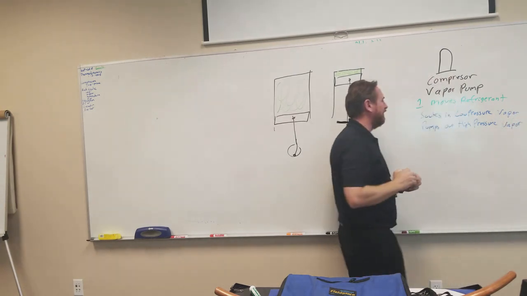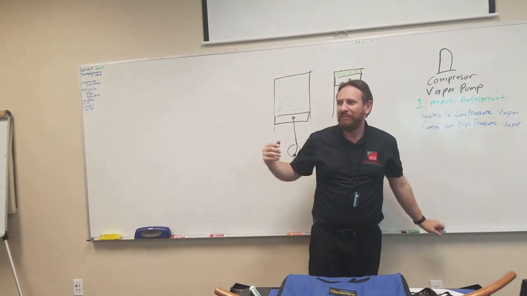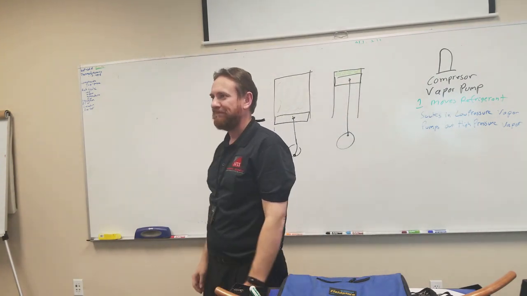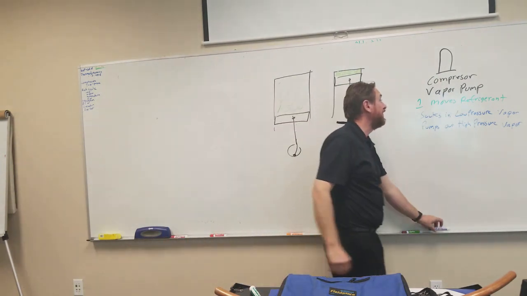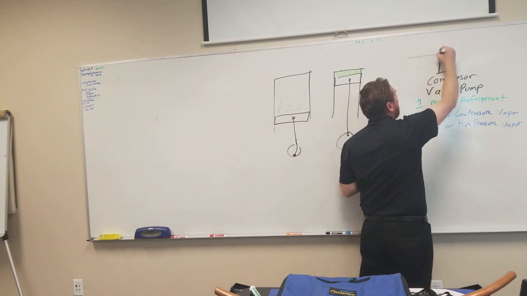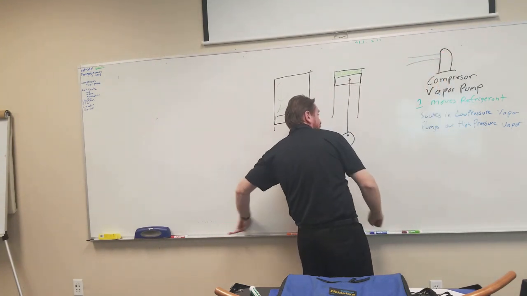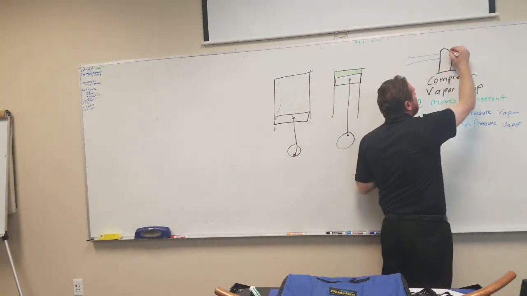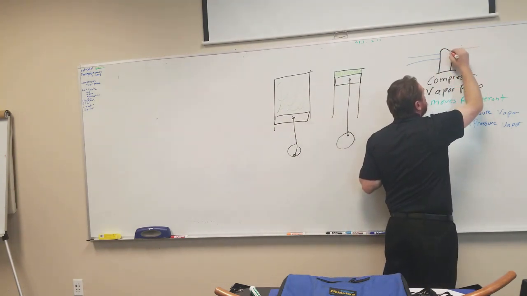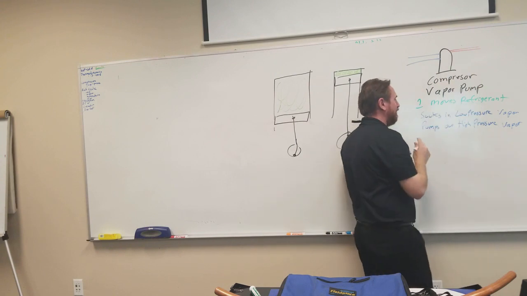So the compressor, what it does, it sucks in low pressure vapor. We're going to have a pipe called the suction pipe, and it's going to be a larger pipe sucking in low pressure vapor. On the other side, there's going to be a smaller pipe where it's pumping out high pressure vapor.